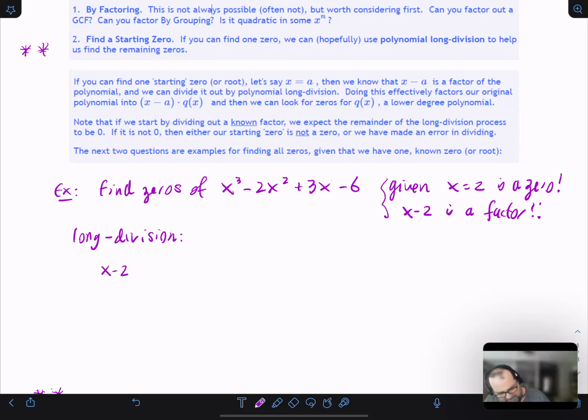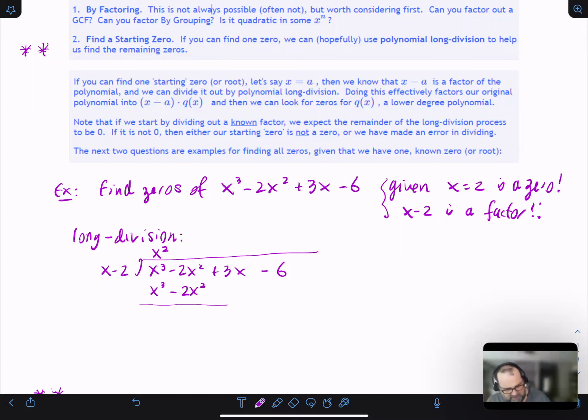I'm going to take my x minus 2 factor, and I'm going to divide it into x cubed minus 2x squared plus 3x minus 6. Again, remember how this works. In polynomial long division, you concentrate on the leading terms. So we basically ask ourselves, how does x divide into x cubed? X goes into x cubed x squared times, and then you multiply back around. X squared times x is x cubed. X squared times minus 2x is minus 2x squared. So we multiply back around, and then we subtract top minus bottom.